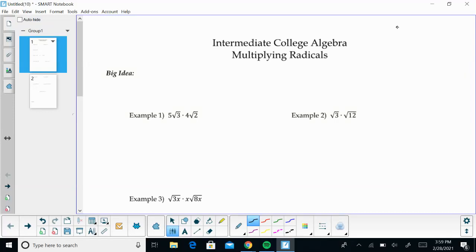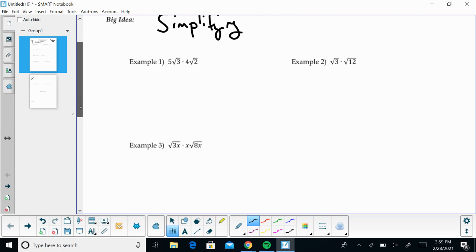Hey, this is lesson 8.3, multiplying radicals. The big idea here is that we're just simplifying. That's what we want to do. We want to simplify what we are given down as far as we can go. Again, this borrows on a lot of skills you already have.